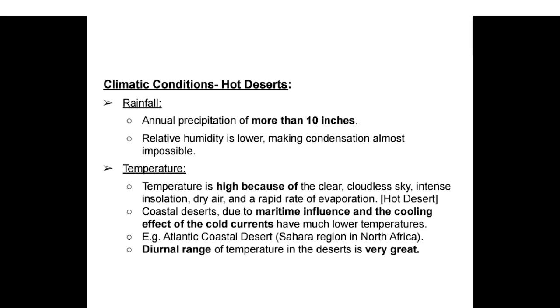Hot desert: coastal deserts, due to maritime influence and the cooling effect of the cold currents, have much lower temperatures. Example: Atlantic coastal desert, Sahara region in North Africa. Diurnal range of temperature in the deserts is very great.